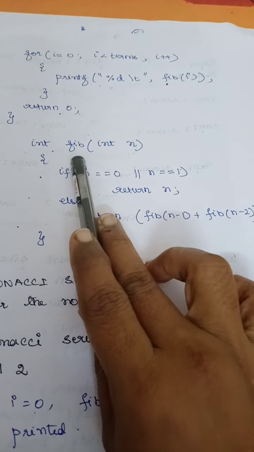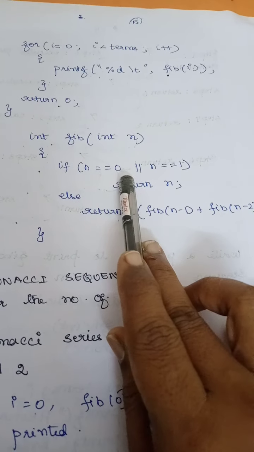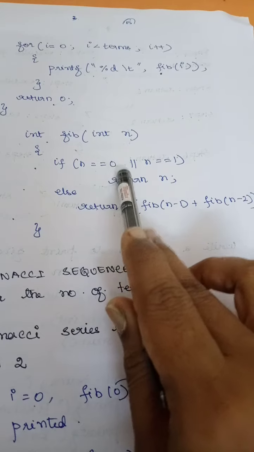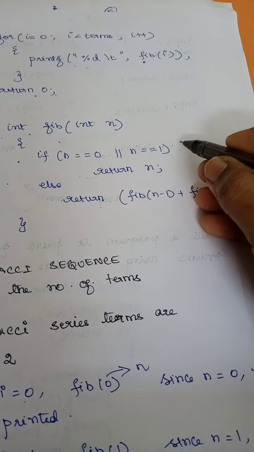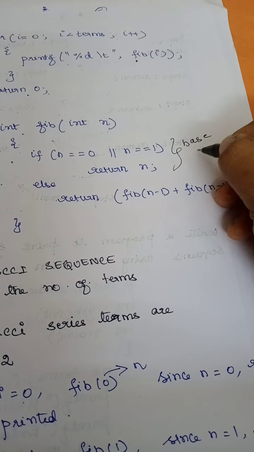function. int fib, it is going to accept the value. If n is equal to 0 or n equal to 1, return n. This is going to be the base condition. So right here, this is a base condition here.